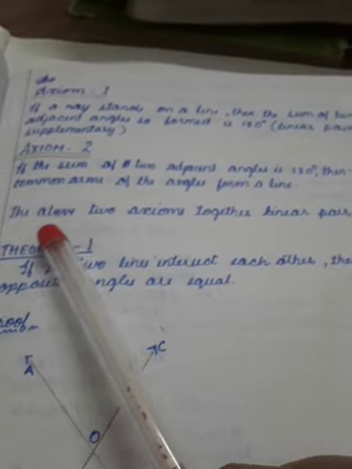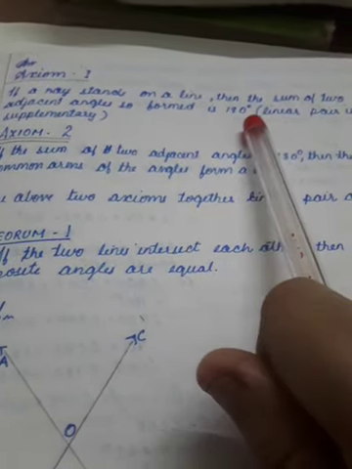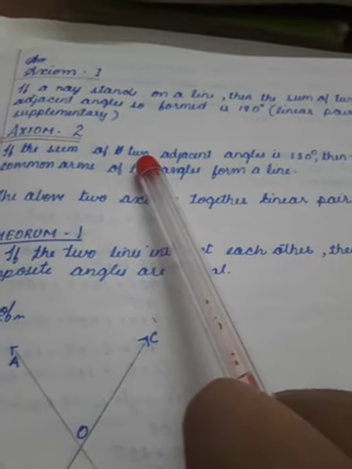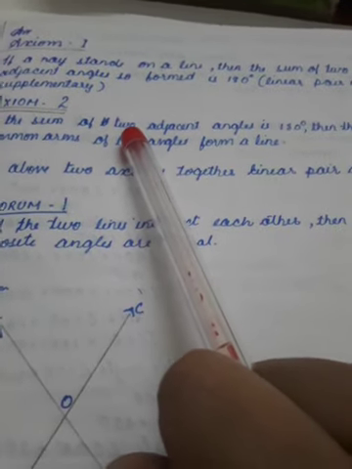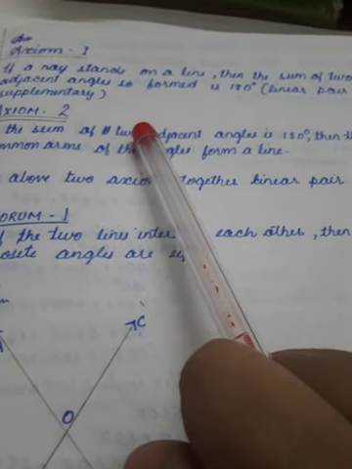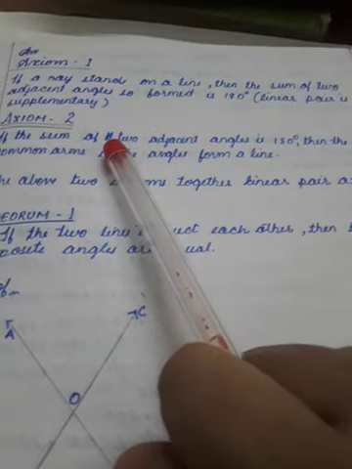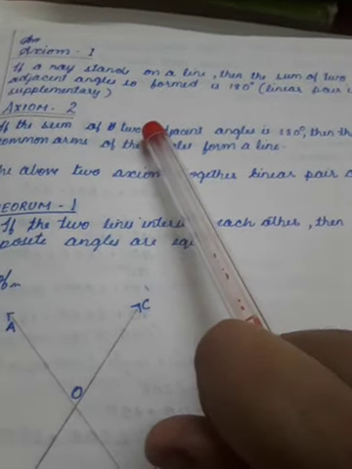Okay. So these are known as linear pair axioms. This is linear pair axiom. This is converse of linear pair axiom. Anyway, these two together we can call linear pair axioms. Okay. So using these axioms we can prove the theorems.